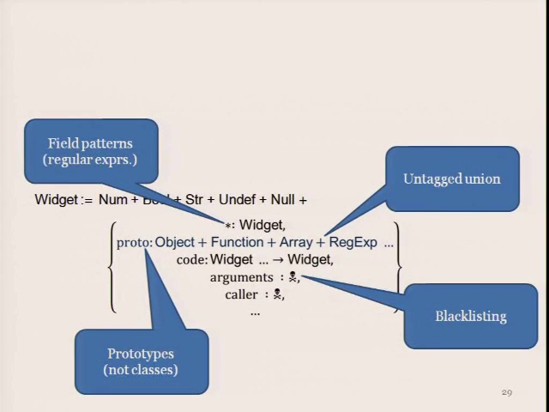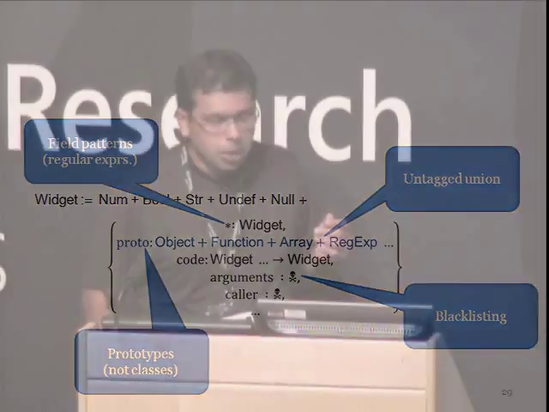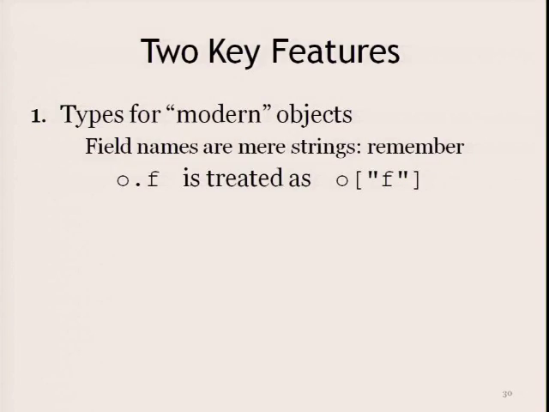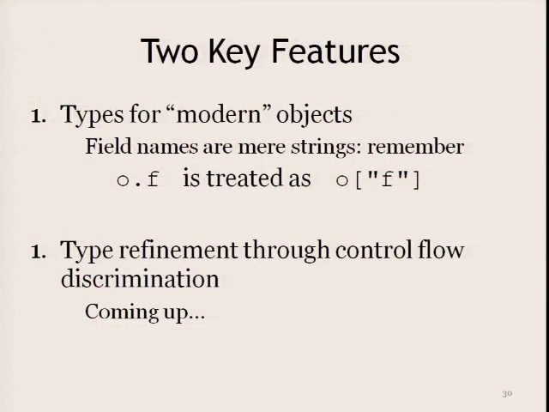And it also has these field patterns, which could be any decidable language, but they happen to be regular expressions, because we have to take into account the fact that field names are actually strings. They're not actually first order field names. Okay? So you can encode some of the field name structure in the type of objects. So there are two key features. One is that field names are strings. The other is type refinement through control flow discrimination, and I'll show you that in just a few moments.